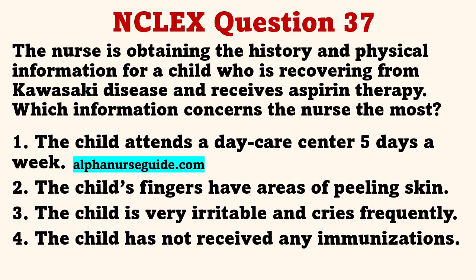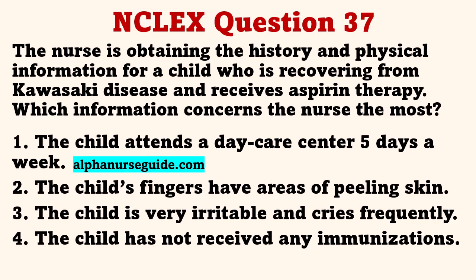The nurse is obtaining the history and physical information for a child who is recovering from Kawasaki disease and receives aspirin therapy. Which information concerns the nurse the most? 1. The child attends a daycare center 5 days a week. 2. The child's fingers have areas of peeling skin. 3. The child is very irritable and cries frequently. 4. The child has not received any immunizations.